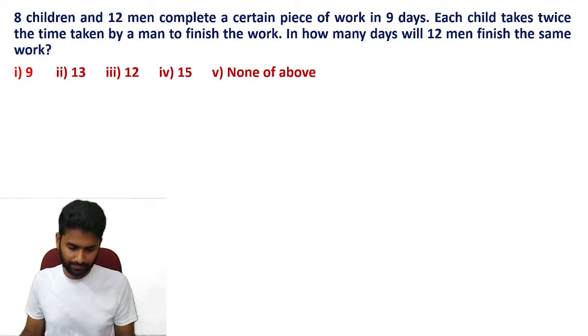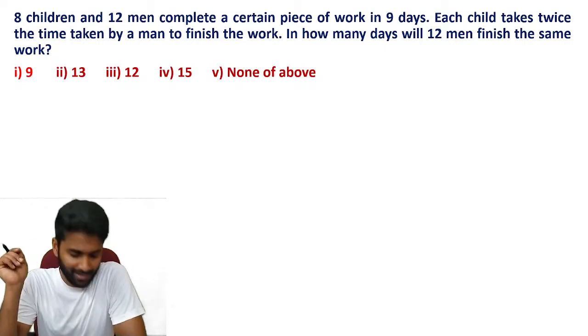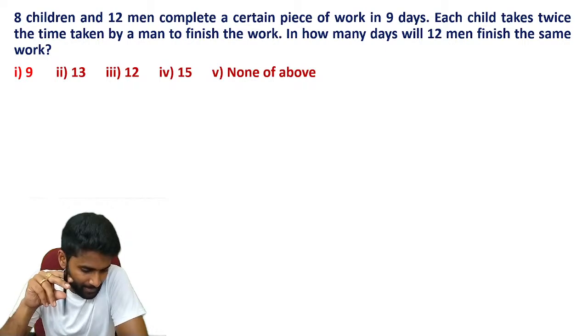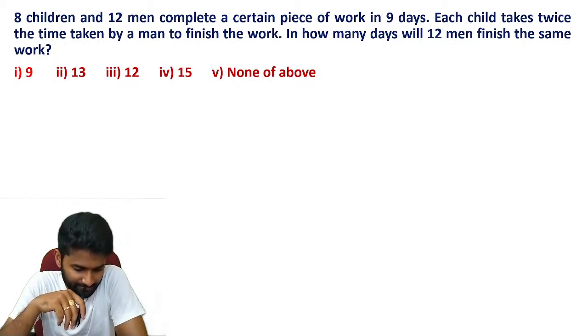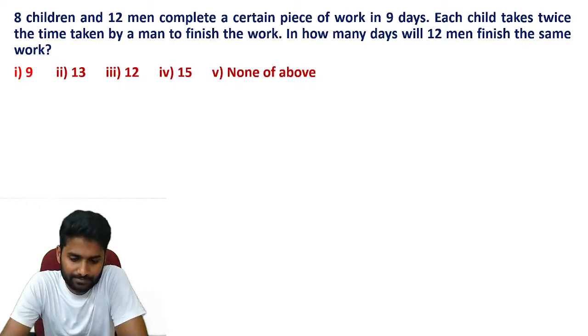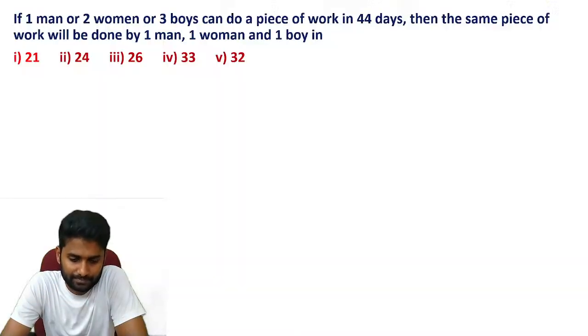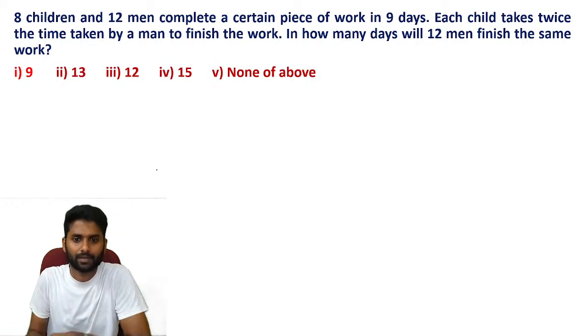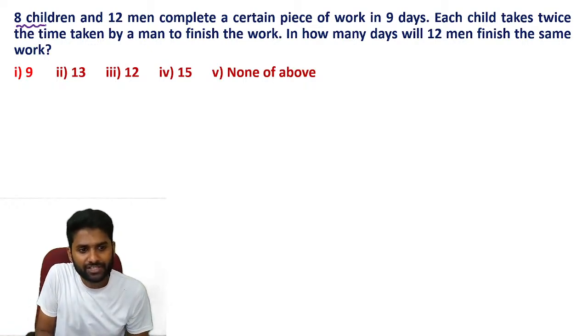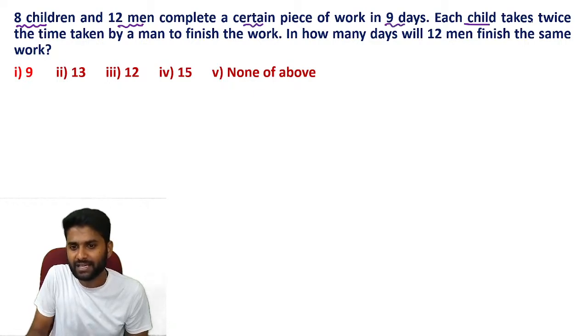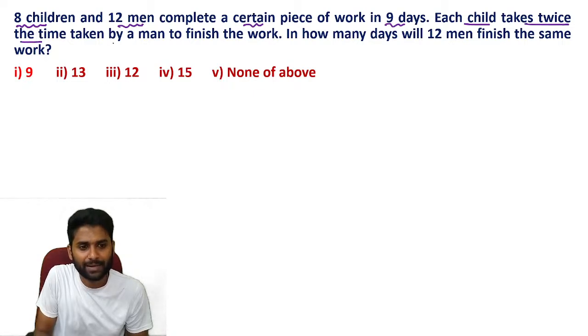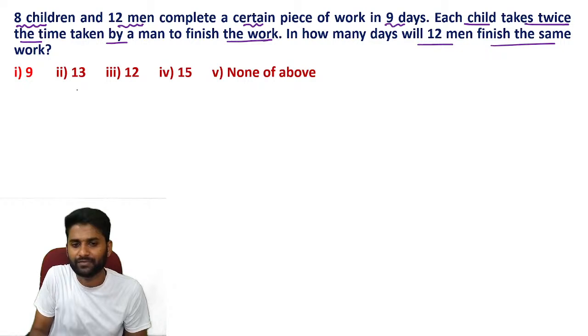Try this question. Now see, 8 children and 12 men completed a certain piece of work in 9 days. Each child takes twice the time taken by a man to finish the work. In how many days will 12 men finish the same work?